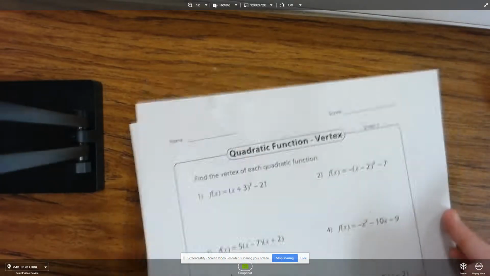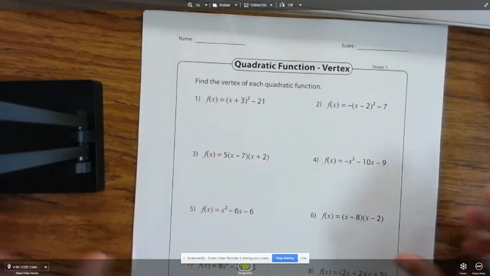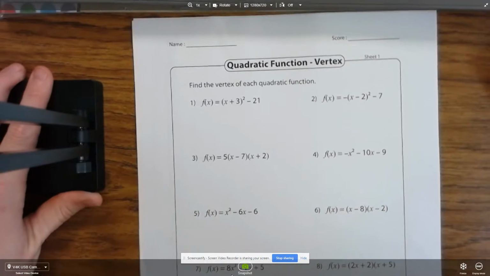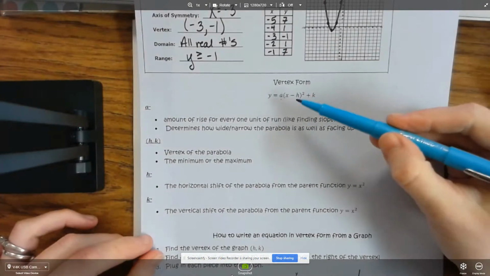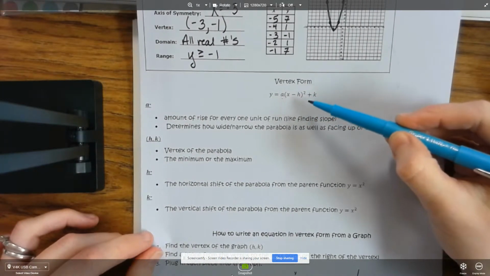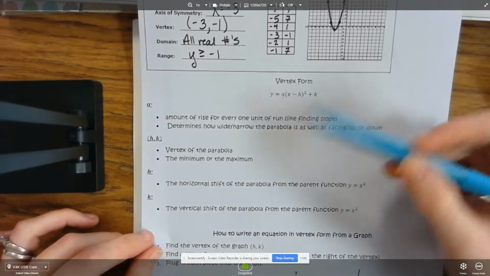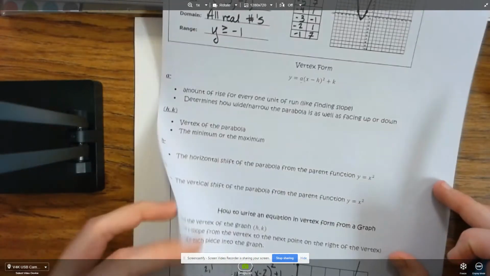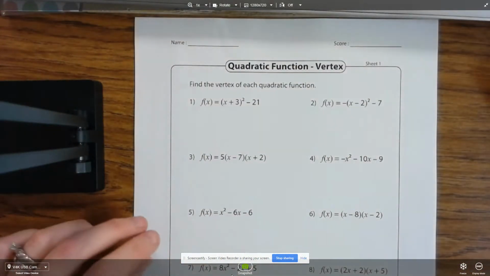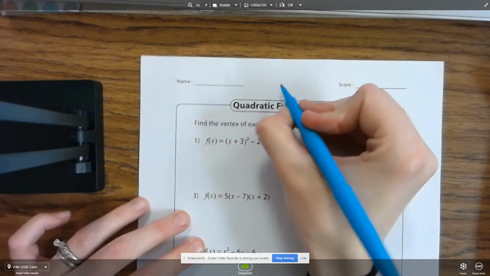This video is for quadratics in vertex form. Sorry if I get straight up here. And so if you remember from your notes, vertex form is y equals a(x minus h) squared plus k. And so the h and the k are the vertex, okay? So what we can do to find the vertex, I'm going to write that up here.